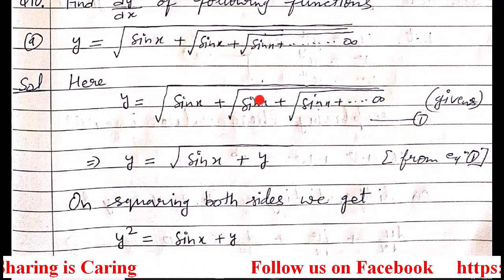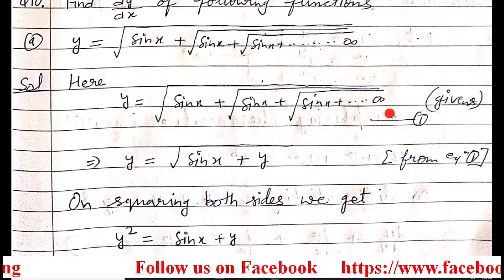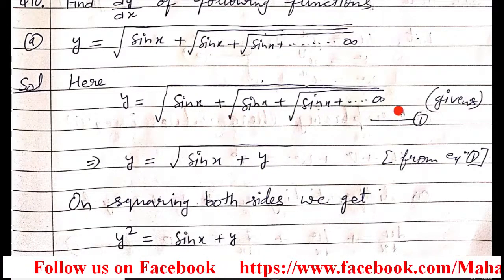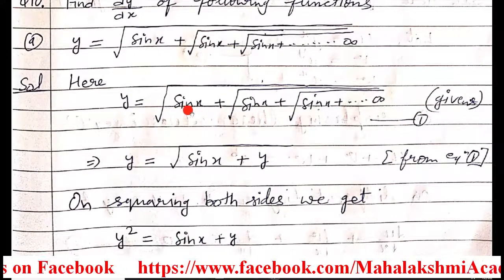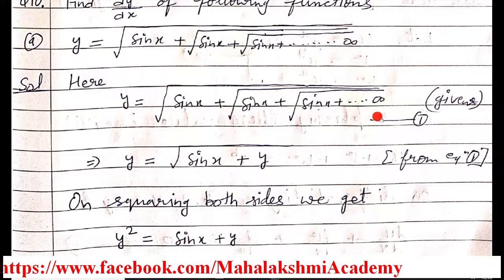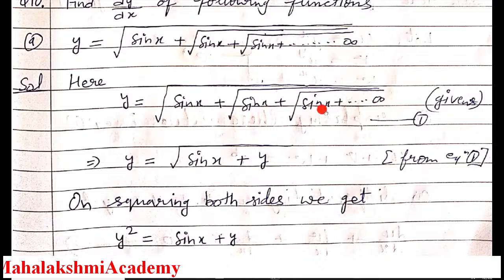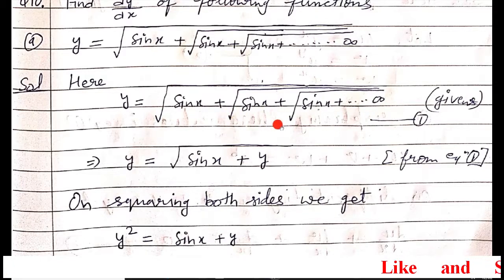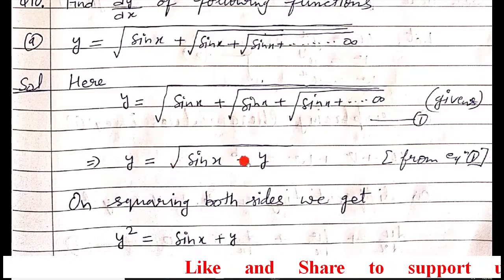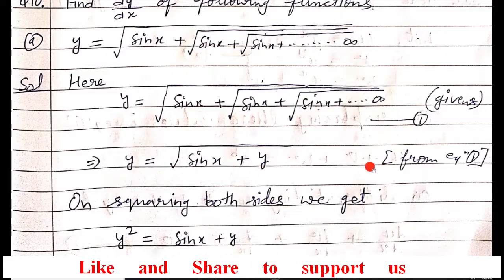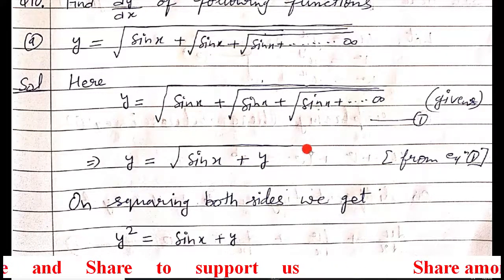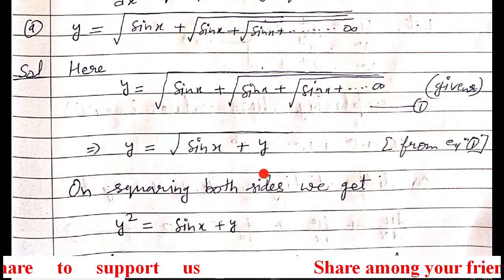So students, if you observe from this root to the last, we will find that it is again a y, because from infinity if you take only root sin x outside, it is not going to affect the infinity, because infinity means infinite terms are there. So from this sign onwards, the remaining complete term is again a y. So we'll replace this complete term by y. So what we obtained here is y is equal to root sin x plus y again. We obtained this from equation 1 because we put the value from equation 1 again here. So it's a very important step.